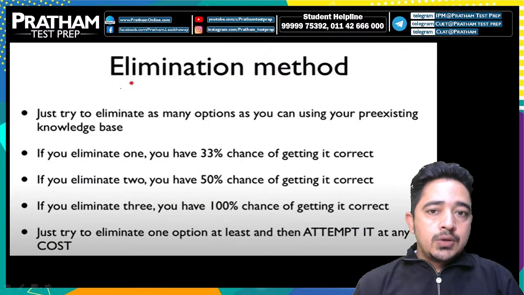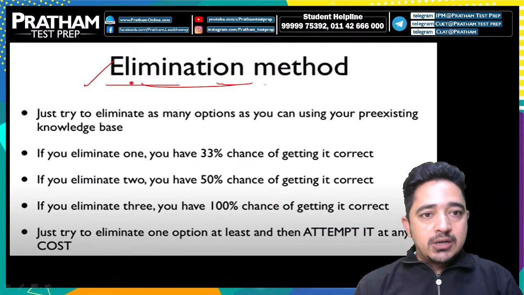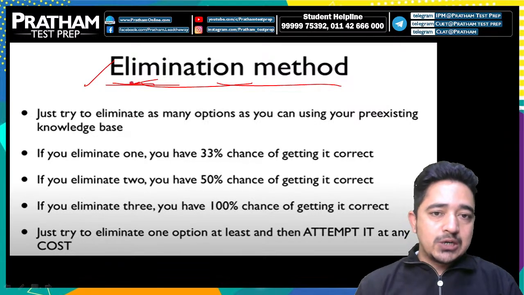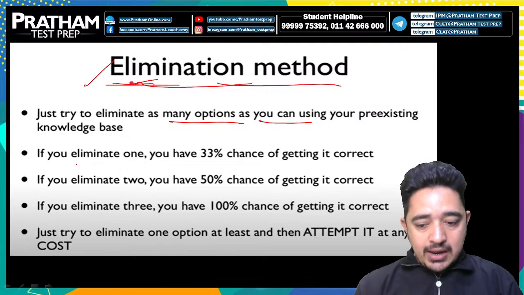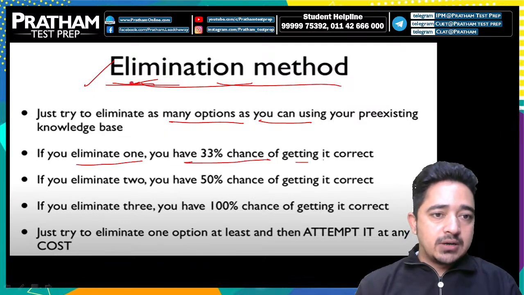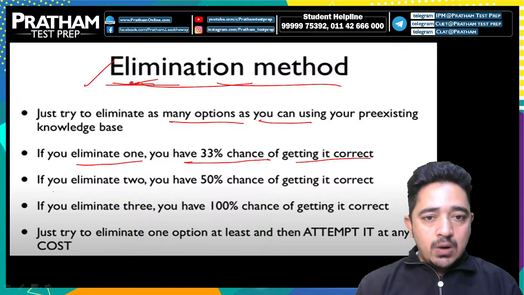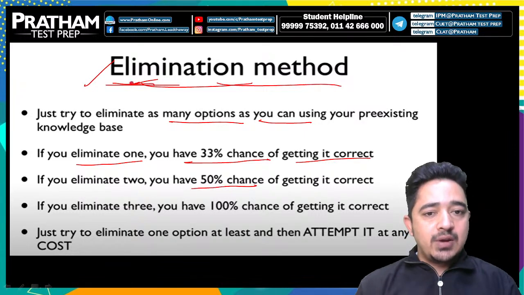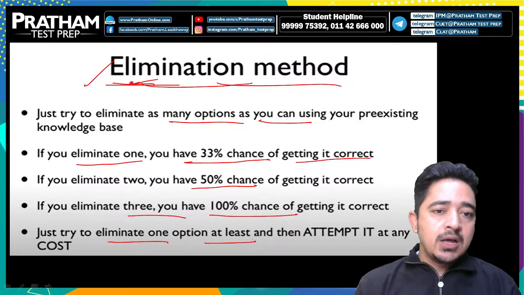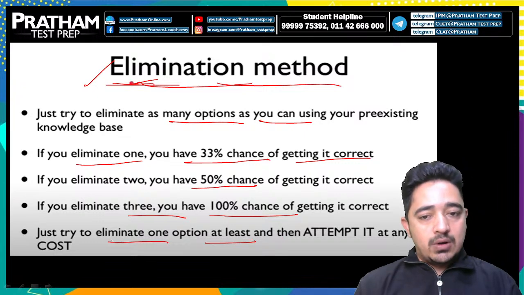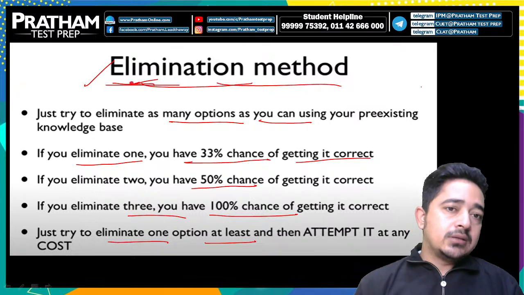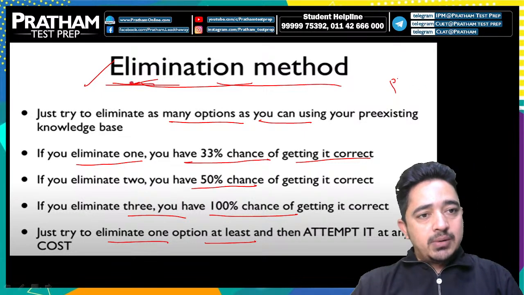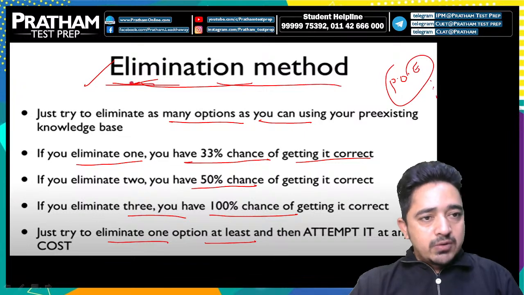And you have to develop that elimination method, which is very important. Try to eliminate as many options as you can using your pre-existing knowledge base. If you eliminate one, you have a 33% chance of getting it right, correct? If you eliminate two options, you have a 50% chance of getting it correct. If you eliminate three, you have a 100% chance of getting it correct. Just try to eliminate at least one option, then attempt it at any cost. Sometimes you don't know the exact answer, but the process of elimination will help you figure out which option would be appropriate, right?